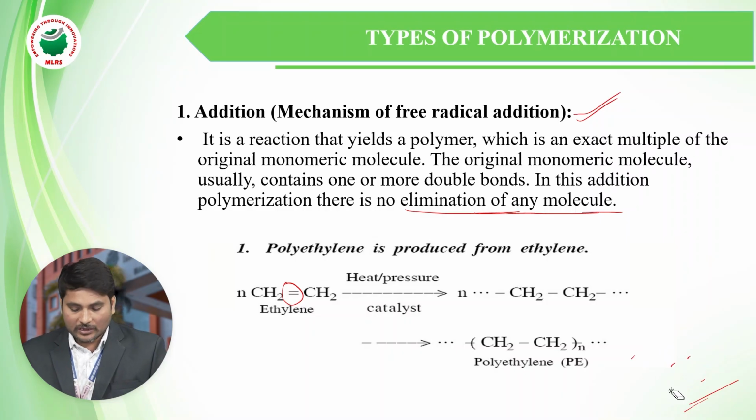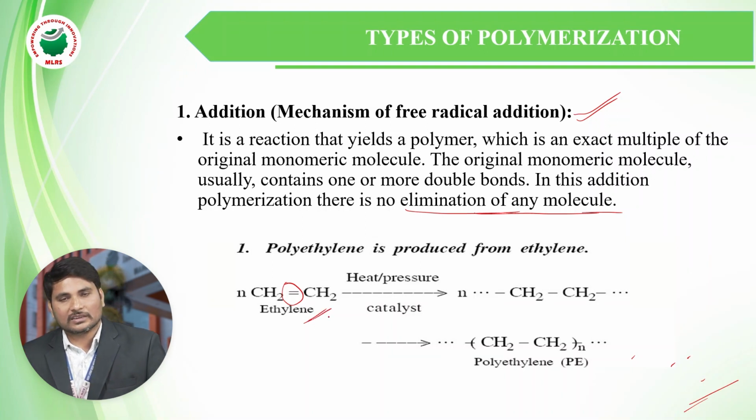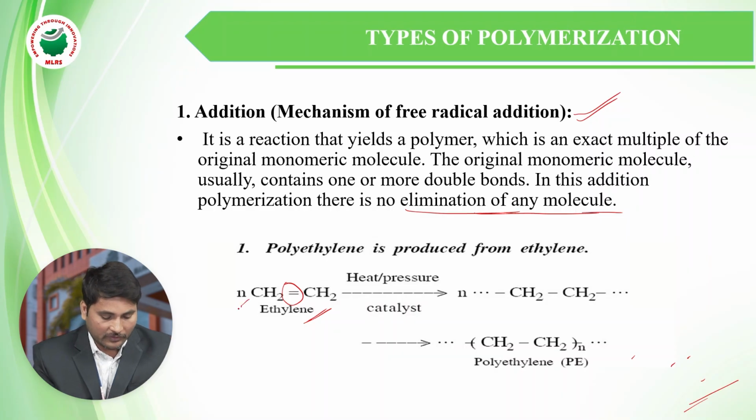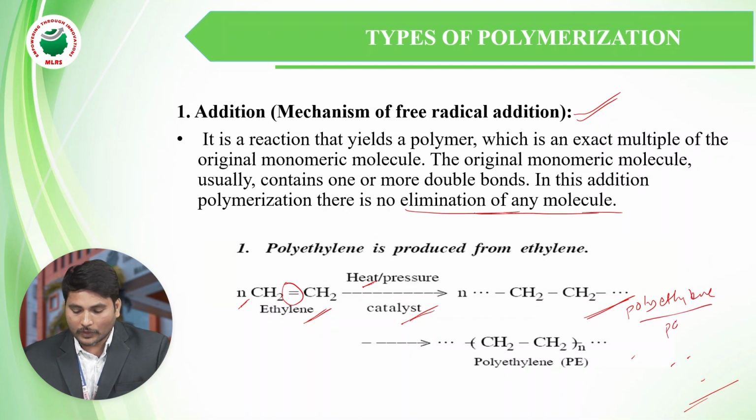See now what we have here. We have the ethylene monomer. We have two carbons containing a double bond. We have n number of ethylene monomers. They undergo a polymerization reaction in the presence of catalyst and heat. In the presence of catalyst and heat, we get polyethylene. This is the ethylene monomer. This is polyethylene. It is a polymer. We get the polyethylene polymer.